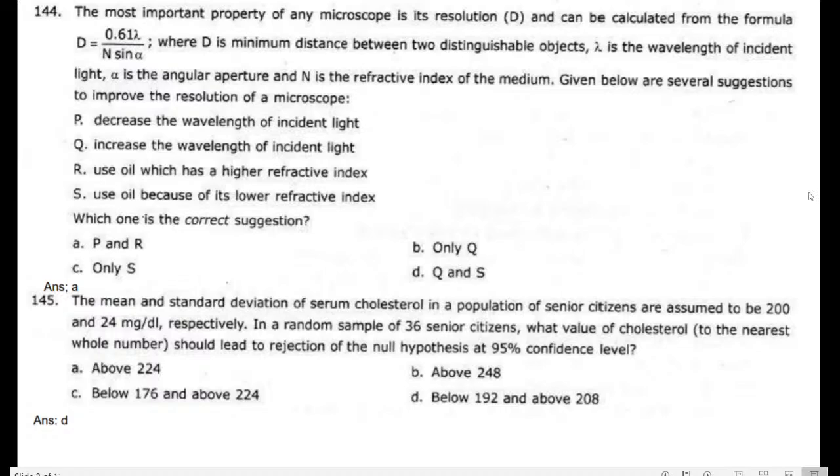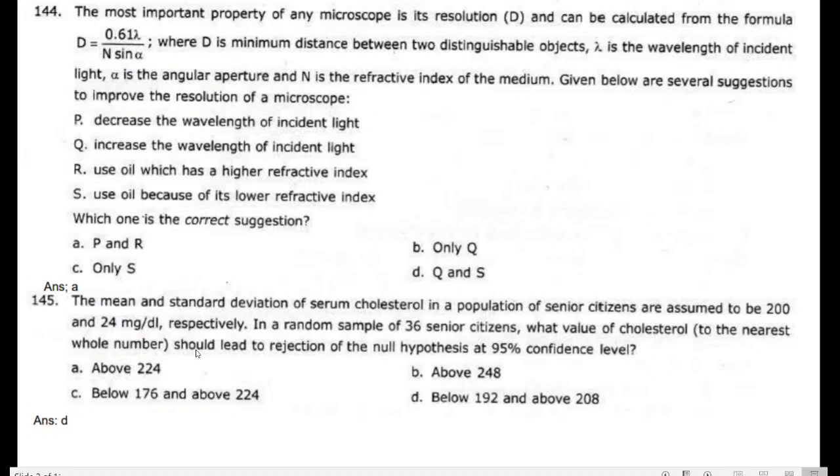Okay, next is the question. It's a direct question, a sum-based question, but it's the easiest one. In this question, the mean and standard deviation of serum cholesterol in the population of senior citizens are assumed to be: mean is 200, standard deviation is 24 mg per dl.